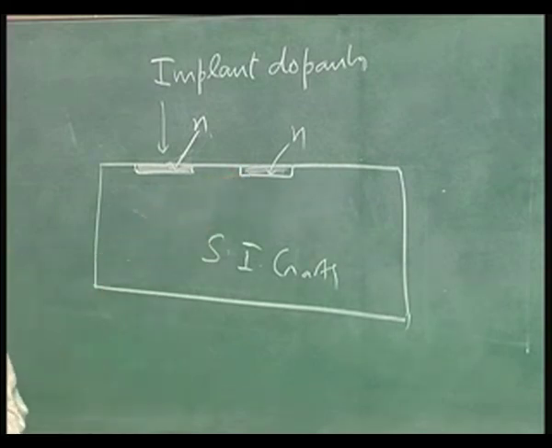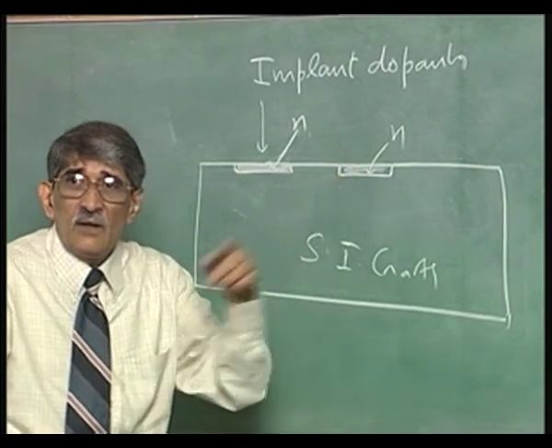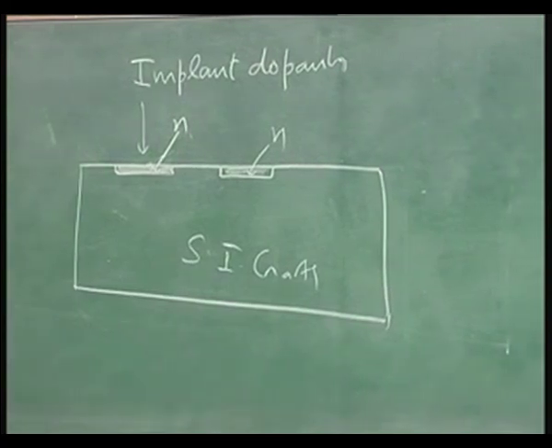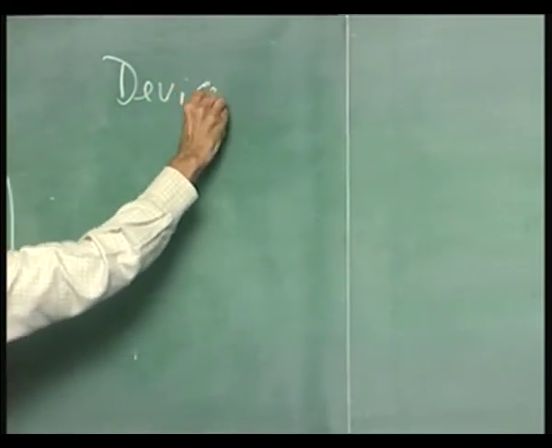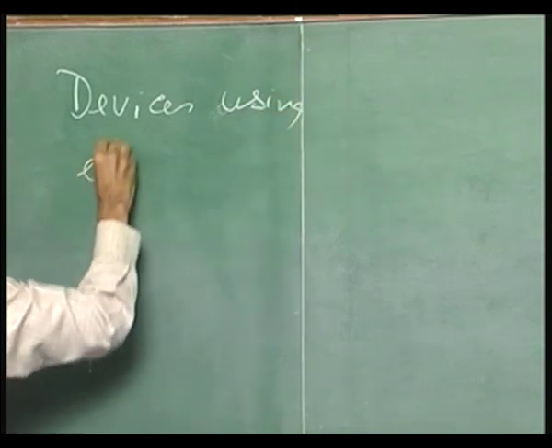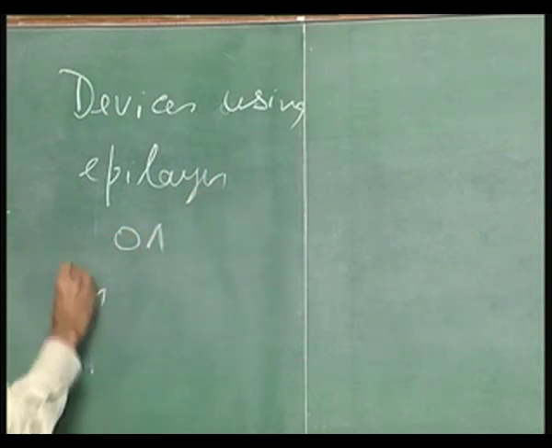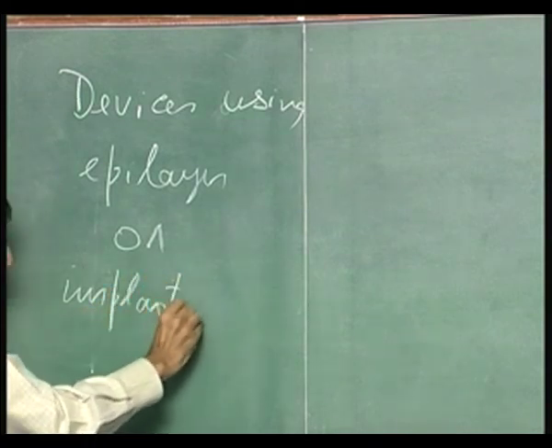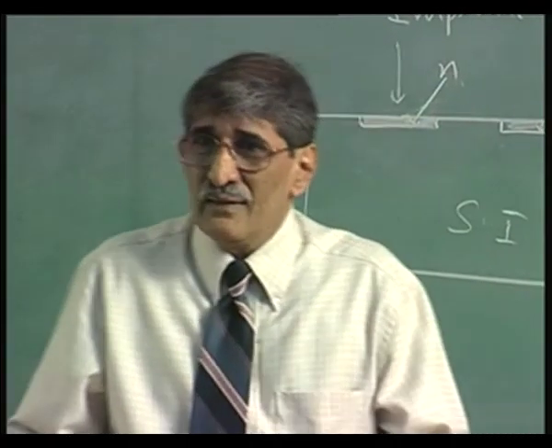What device would you make? So, either use this implanted portion for making devices, or you can use the epitaxy layers for making devices. So, the next question is devices using epi layer or implanted layer. These topics we will discuss next time, because that is where we now begin our discussion on devices.